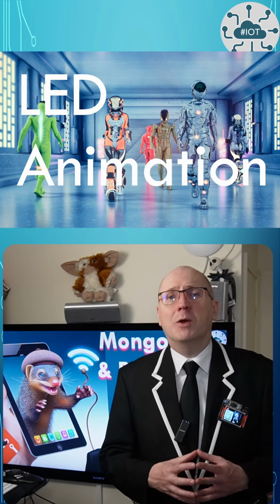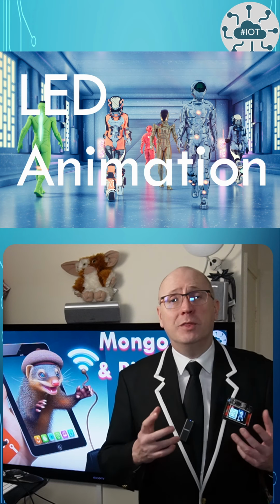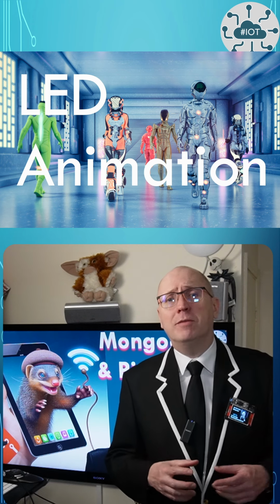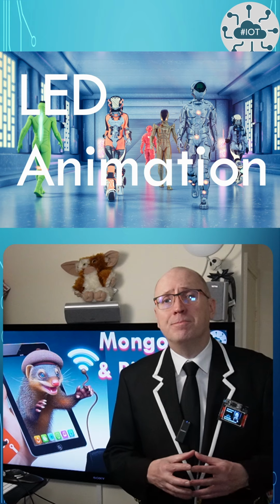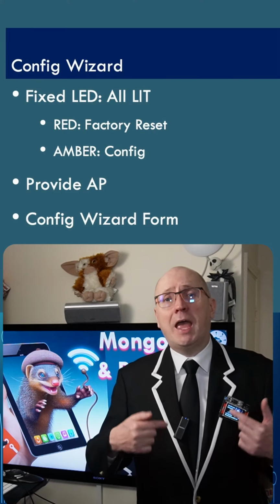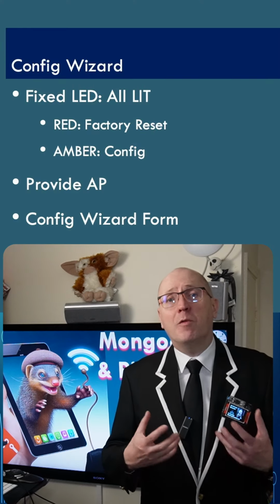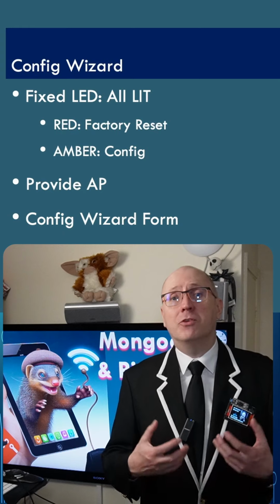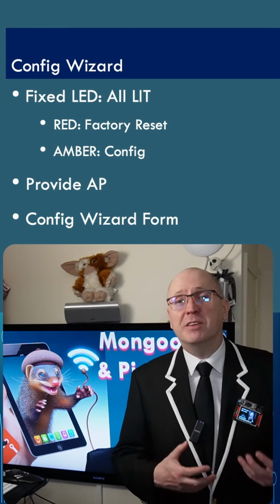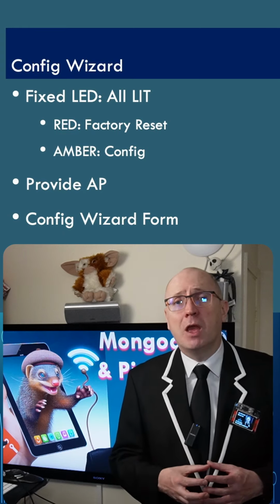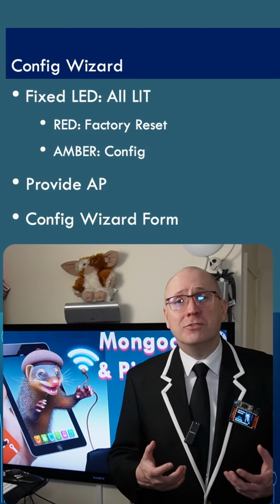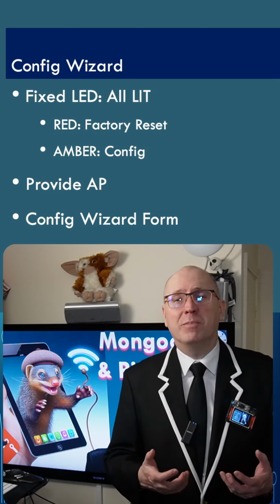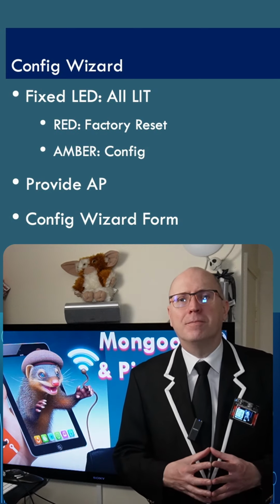My demo is going to add a config wizard to the LED animation from my previous Mongoose video. So pressing a button will move to a config mode where the AP credentials and other things can be set. Holding the button pressed will do a factory reset in case I lock myself out.